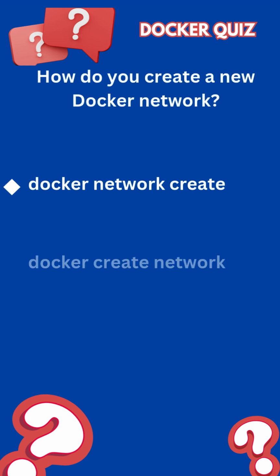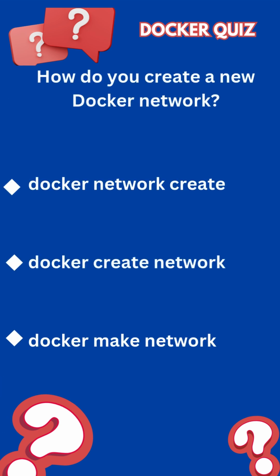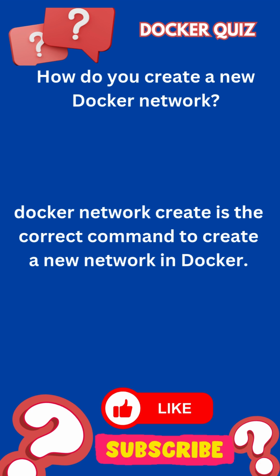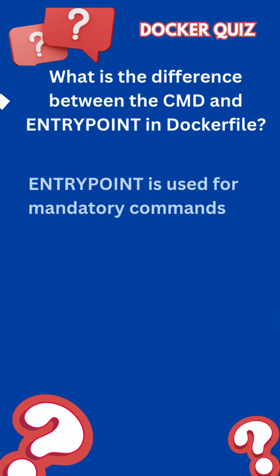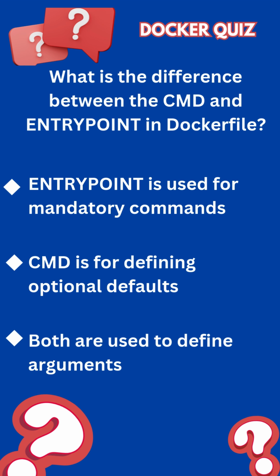How do you create a new Docker network? What is the difference between CMD and ENTRYPOINT in a Dockerfile?